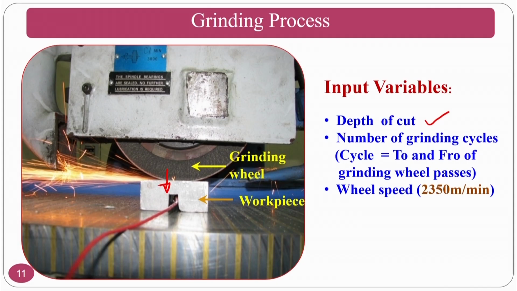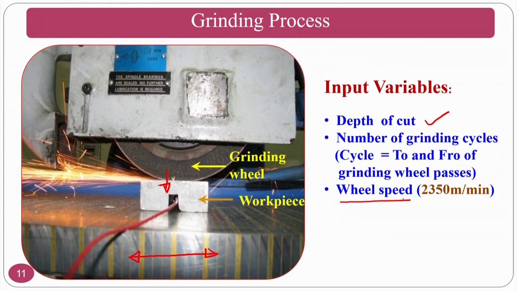Number of cycles. Number of cycles means the to and fro motion. Normally, this table will move to and fro. Okay. So, one movement to and fro is nothing but one cycle. Okay. Number of cycles you can give, as in that I want to go for as many cycles, and I can change depth of cut and other things.